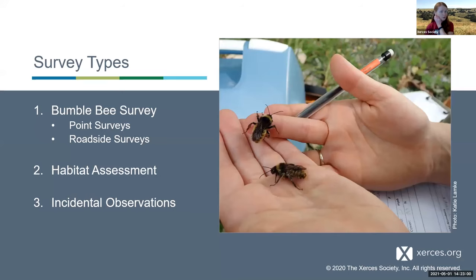The two types of bumblebee surveys are point surveys and roadside surveys. Regardless of which bumblebee survey you do, you're going to carry out a habitat assessment. And then the last thing we're going to talk about are incidental observations, which are not a formal survey, but are still a way that you can submit a bumblebee observation.